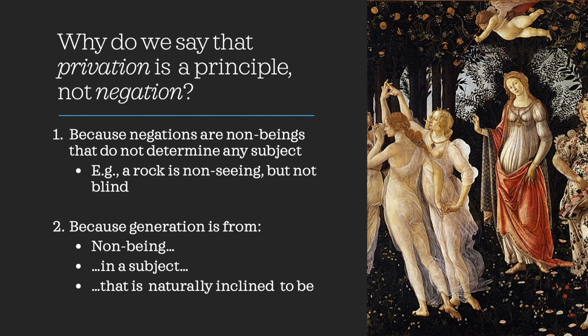Again here, we're looking at privations, not negations, because we're specifying some subject. Generation is always from some determinate subject naturally inclined to be. But if a subject is inclined to be a certain thing, and yet is deprived of that thing, then it has a privation, not a mere or absolute non-being, or negation.